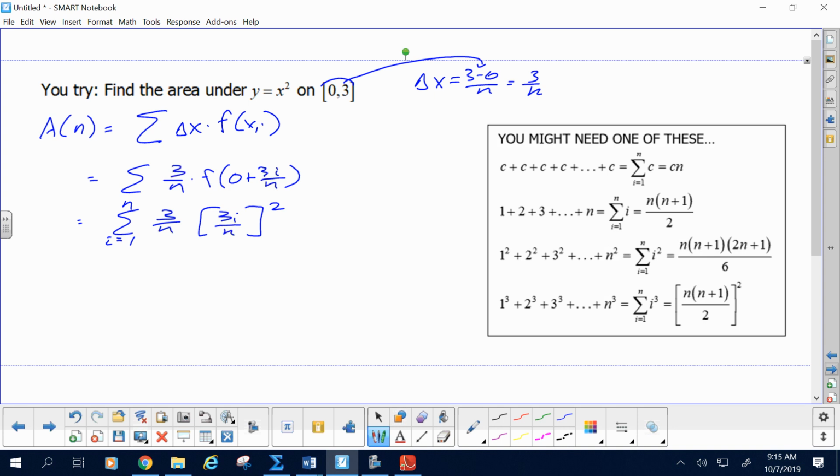Remember, those are not references to the region. It's not 0 to 3. That's not what i represents. i represents how many rectangles, or what number rectangle you're on, all right? Are we all good so far?